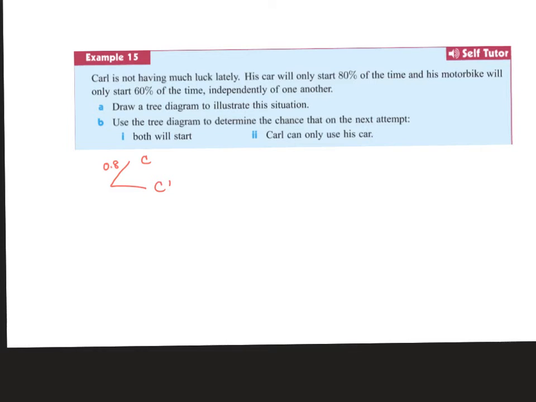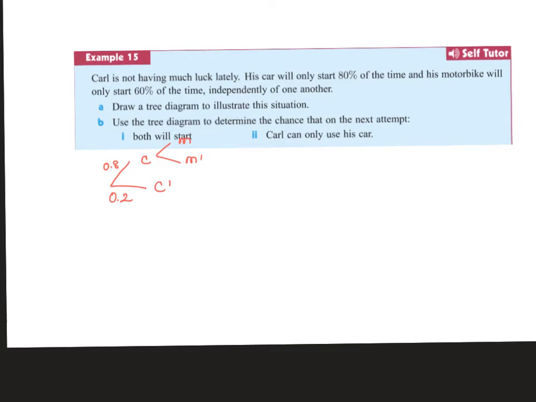So I know that the probability of the car not starting is the remaining 20%. Remember, 0.8 plus 0.2 equals 1, and that makes sense because 1 represents 100%. Now, once the car starts, the motorbike will either start or not start. So either the motorbike will start or the motorbike will not start.